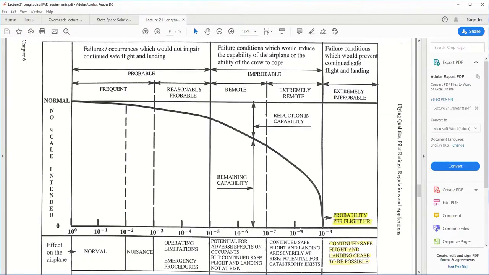And as you go further this way, you get to the point where failure conditions would prevent continued safe flight and landing, which means you crash. And that's where you want the 10 to the minus 9th. So as you go across, you want the probability to be less and less because the failure will cause more and more bad things to happen.